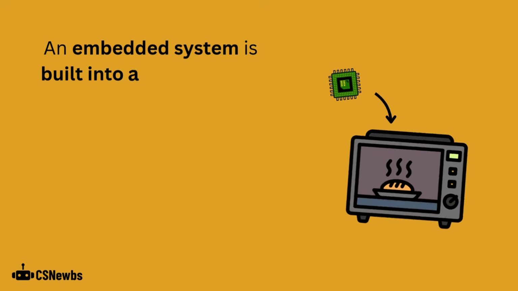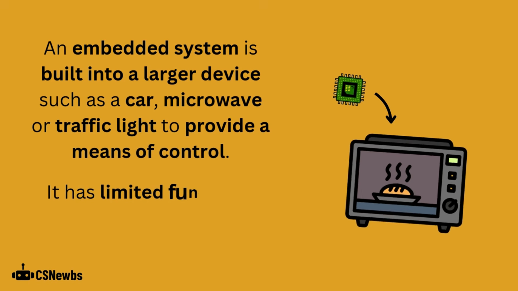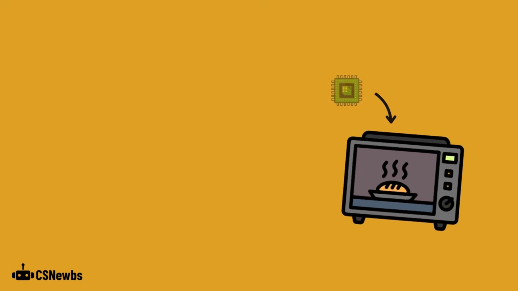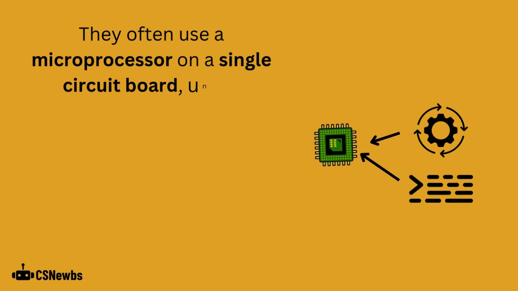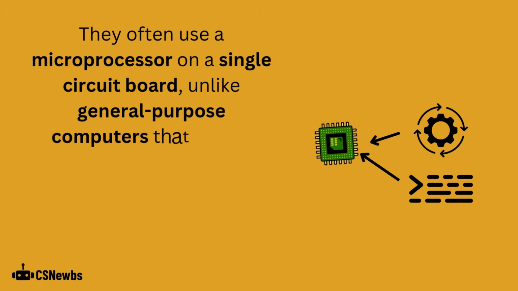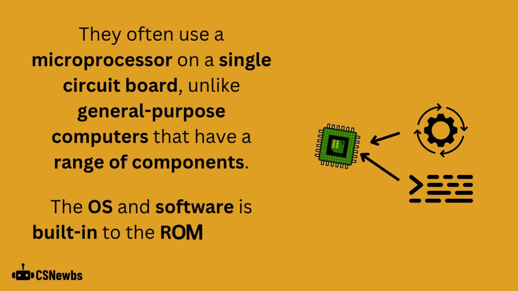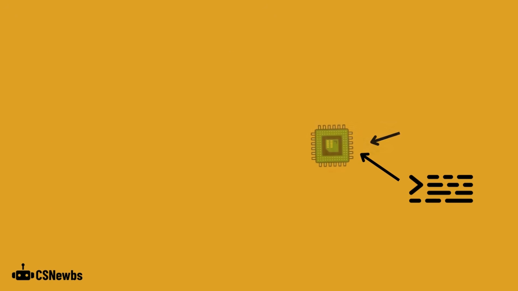An embedded system is built into a larger device such as a car or microwave to provide a means of control. It has limited functions and is used for specific repeated tasks. They often use a microprocessor on a single circuit board, unlike general-purpose computers like laptops and desktops that have a range of components. The operating system and software is built into the ROM. This is known as firmware.